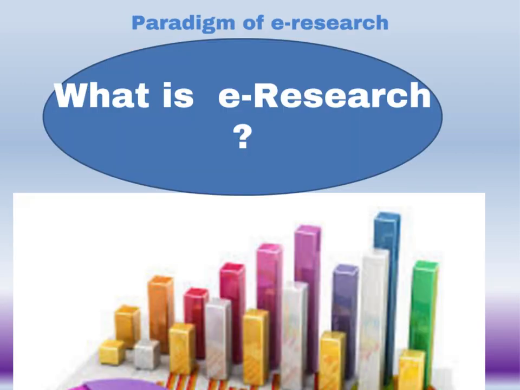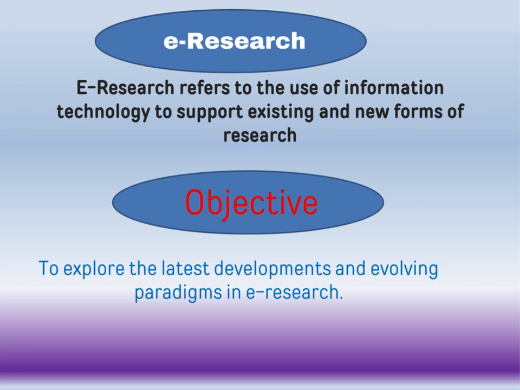As we know, research is the way of finding things that are scientifically verified by using different scientific tools. So e-research is different from research. In e-research, we use information technology to support existing and new forms of research. Without using ICT tools, it is very difficult to find actual findings using e-research. The main objective of this slide is to explore the latest development and evolving paradigm in research.